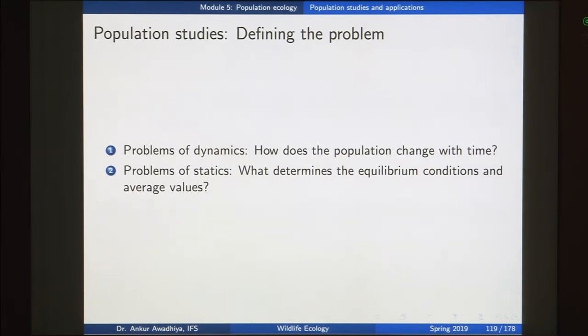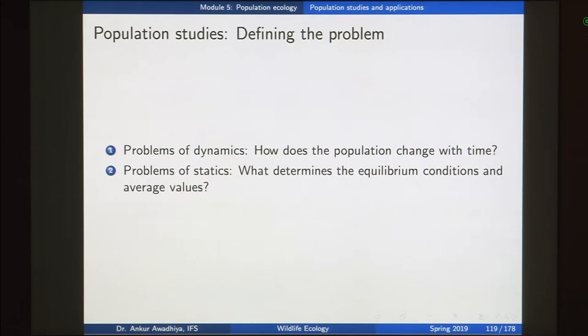The second kinds of studies are known as problems of statics. So, in the case of statics, you are looking at a static population, there is no change happening with time. So, it asks the question, what determines the equilibrium conditions and the average values? So, for instance, if you see that in your forest, you have say 40 tigers, and this year you have 40 tigers, 5 years ago you also had 40 tigers, even 10 years back you had 40 tigers. So, there is nothing changing in this population. So, we are having some births, we are having some deaths, but more or less everything is getting cancelled out and the population is remaining static at 40 tigers.